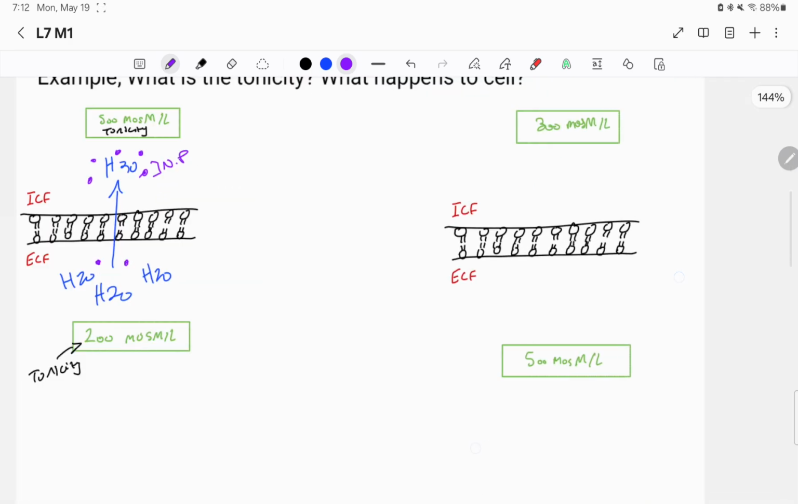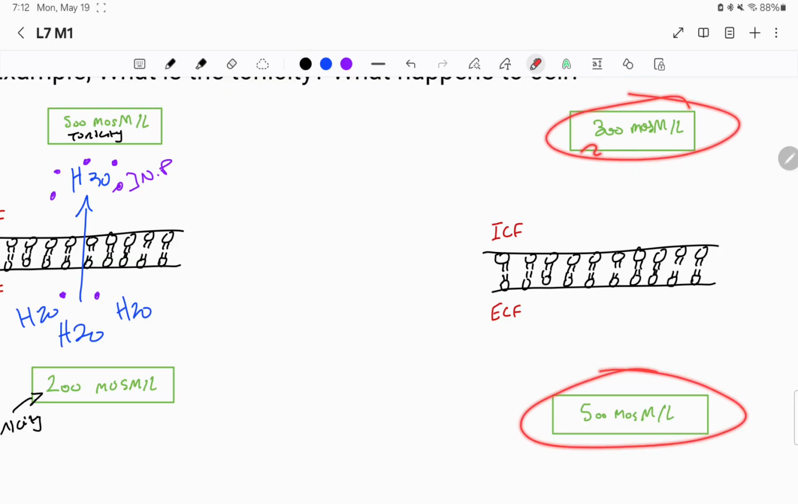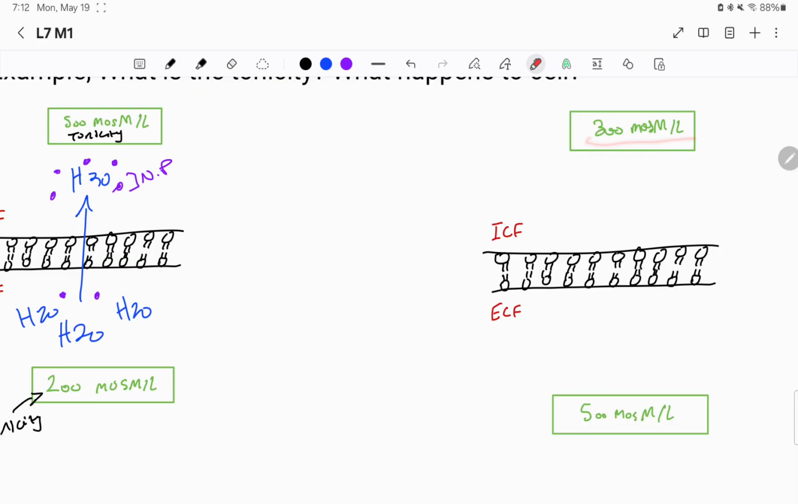Great. Let's take a look at this one. Let's say that the extracellular fluid osmotic concentration, or tonicity, is 500, and the tonicity inside is the regular 300 milliosmoles per liter. What happens to the cell? Well, this should be pretty easy to you. Water likes to move from where? Low salt to high salt. Which one's higher, 500 or 300? 500. So water goes down its concentration gradient.